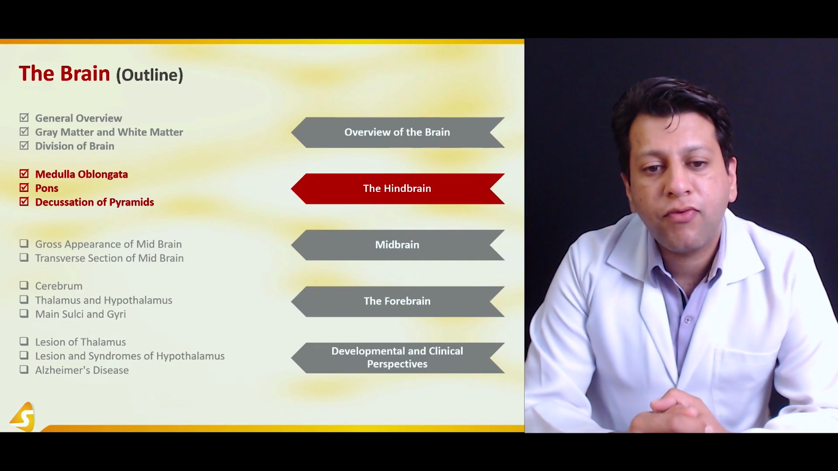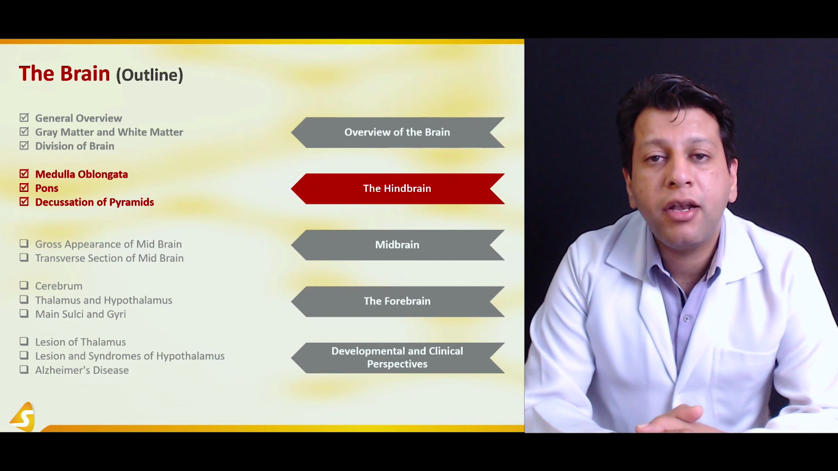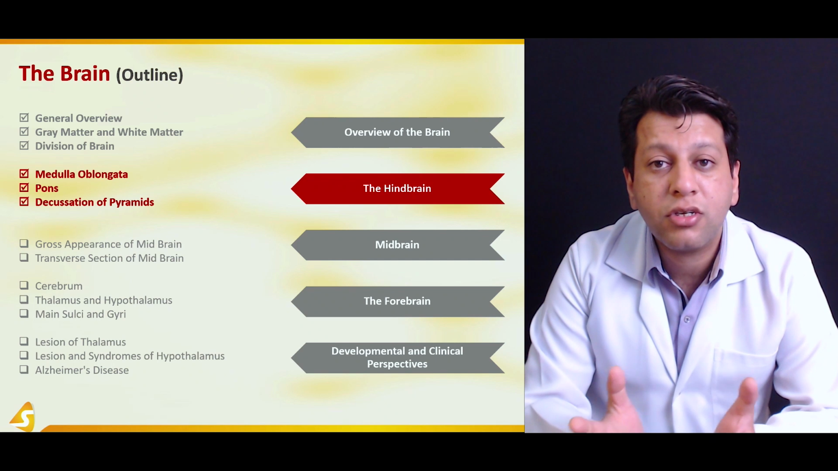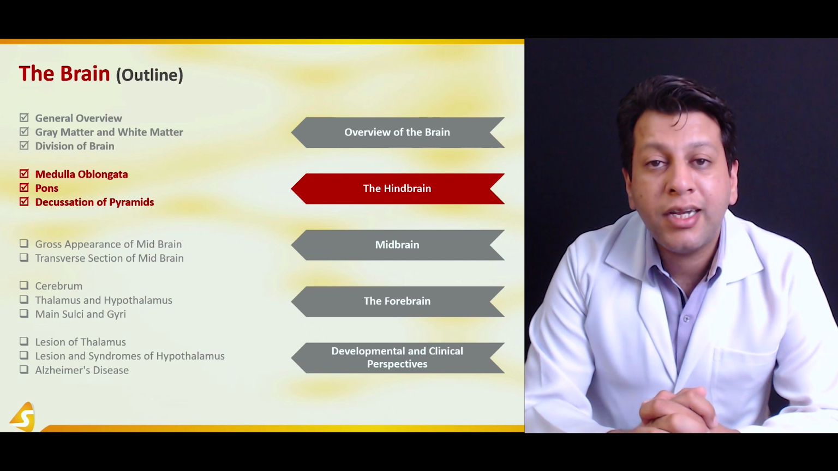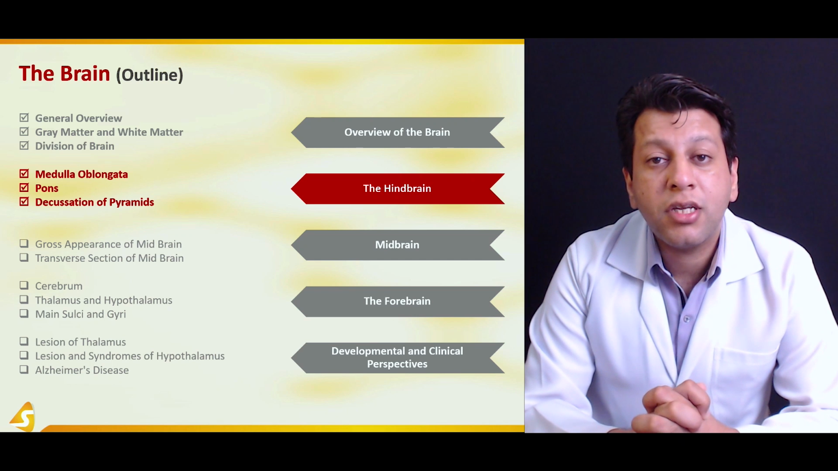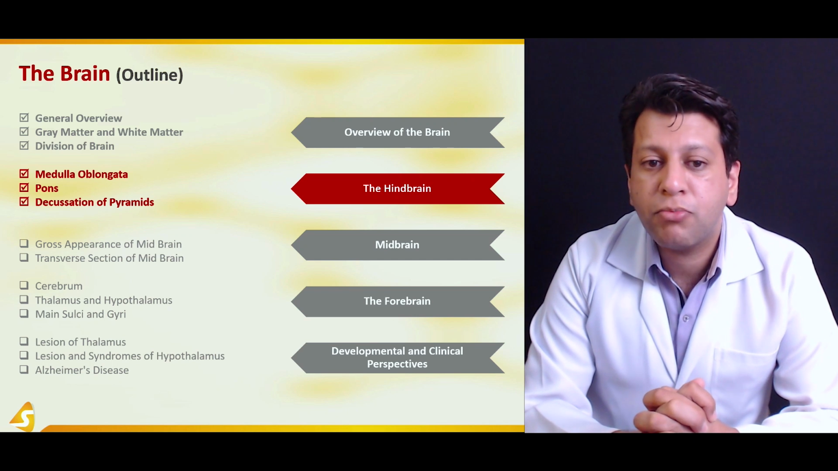In this section, we have discussed the hindbrain mainly. We have discussed the different levels of the medulla oblongata, the gross structure of the medulla oblongata, the anterior and posterior structures of the pons, and we have briefly discussed the decussation of the pyramids and its clinical importance.